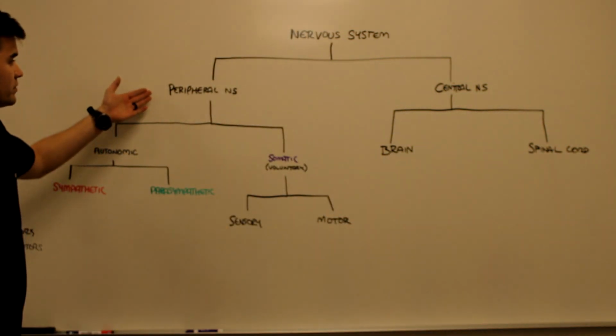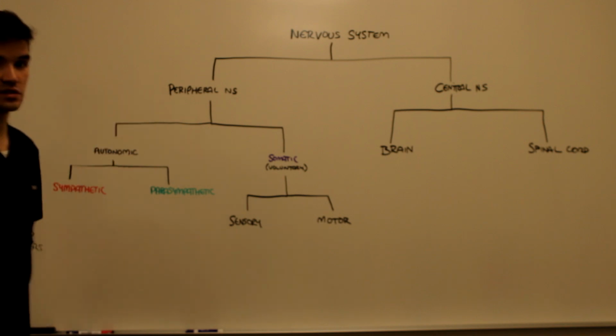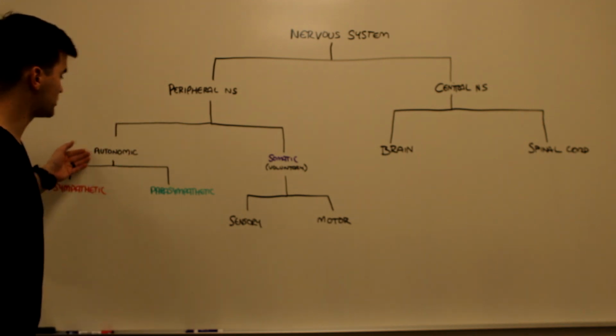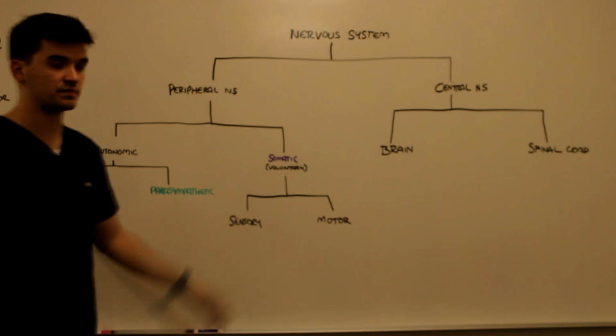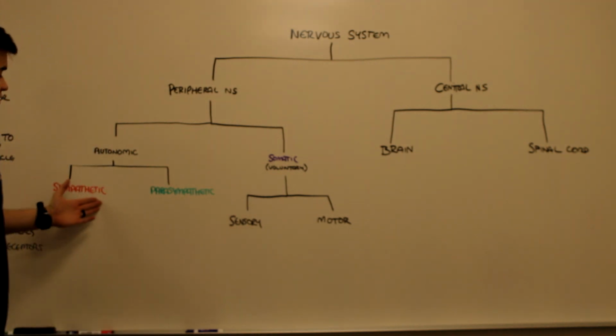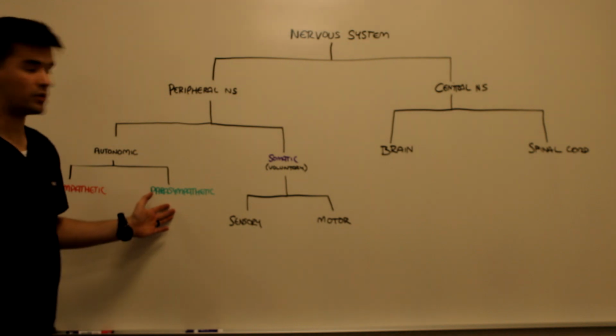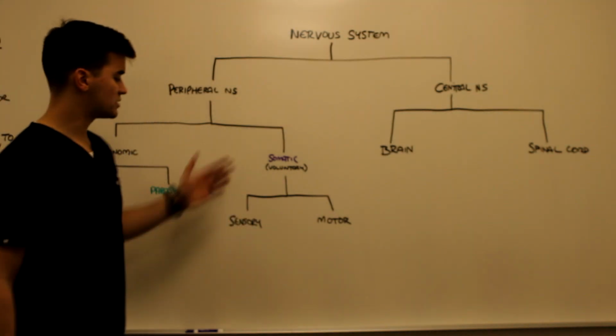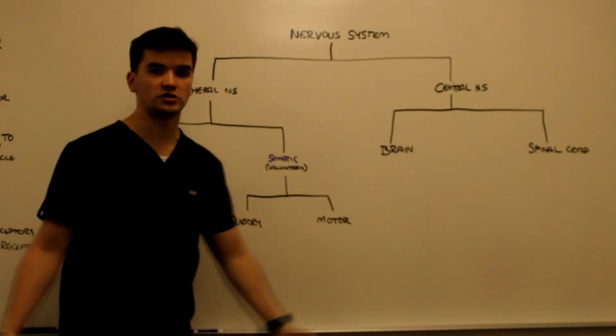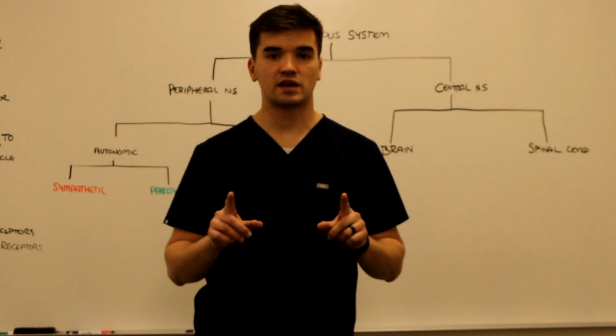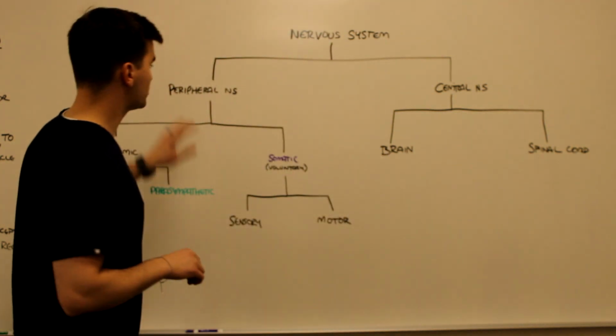Outside of the spinal cord, we have the peripheral nervous system, which involves both the autonomic and the somatic nervous system. The autonomic nervous system covers the sympathetic pathway and the parasympathetic pathway. The somatic nervous system involves senses and motion. We're going to be talking about one specific area, and that is the peripheral nervous system.